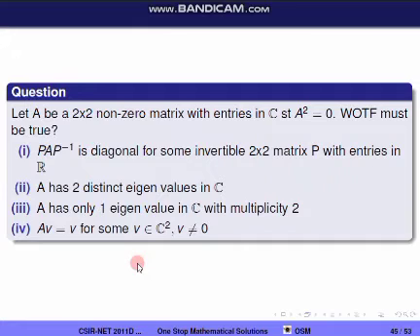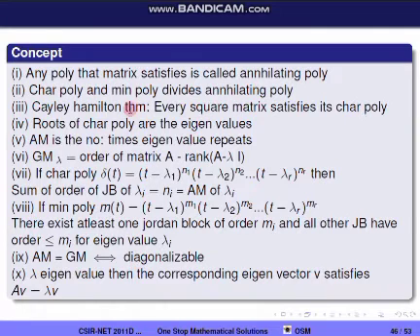So first of all, we look at the concepts used. Any polynomial that a matrix satisfies is called an annihilating polynomial. And characteristic polynomial and minimal polynomial divide the annihilating polynomial. Cayley-Hamilton theorem states that every square matrix satisfies its characteristic polynomial as well as its minimal polynomial. The roots of characteristic polynomial are the eigenvalues. Algebraic multiplicity of an eigenvalue is the number of times the eigenvalue repeats. Geometric multiplicity of an eigenvalue lambda is equal to order of the matrix A minus rank of A minus lambda I.